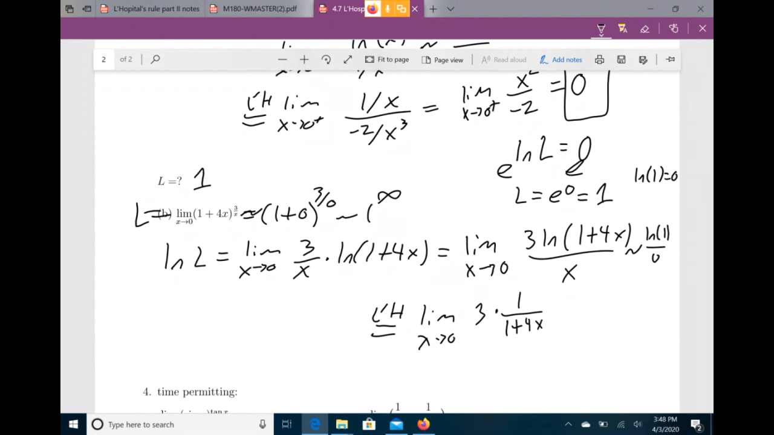And then I need to multiply by something. So what do I need to multiply by at the end here? 4, right? And that comes exactly from the chain rule. You have to take the derivative of the 1 plus 4x term, which is 4. So this is the limit as x approaches 0 of 12 over 1 plus 4x. Now, what do I get when I plug in 0? Just 12.